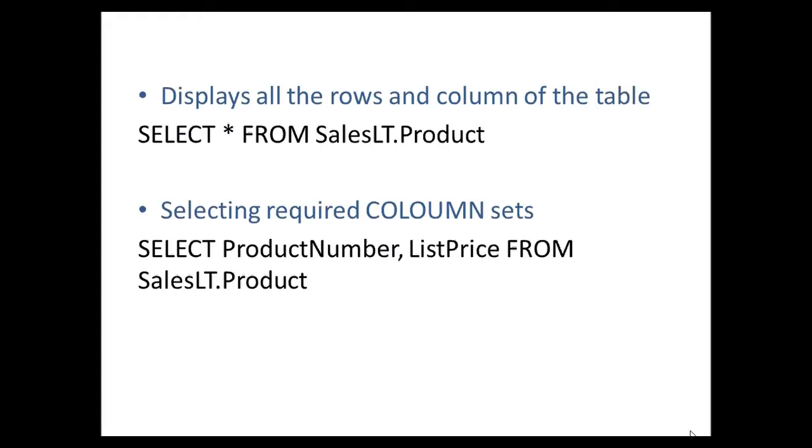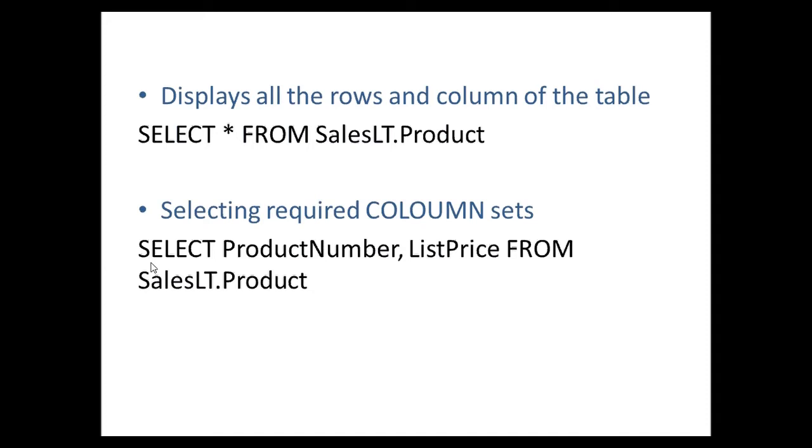So very first query, which is very basic for retrieving all the data. Select star from table. SalesLT.Product is a table name. This is very basic and it will retrieve all the records from the product table. It will display all the rows and columns available in the product table. The star will retrieve all the columns of the table.